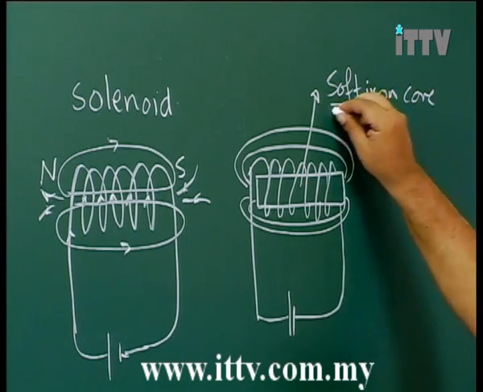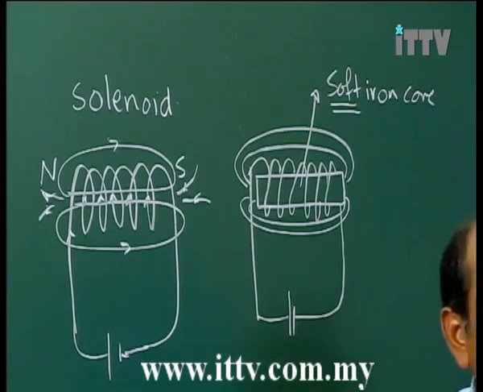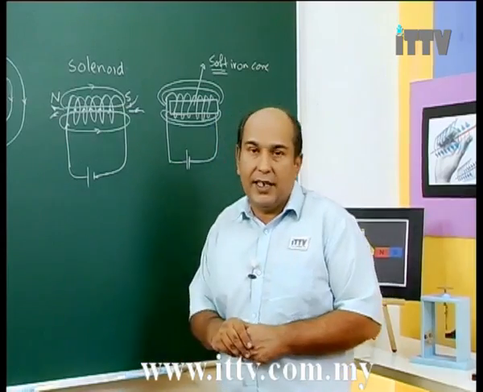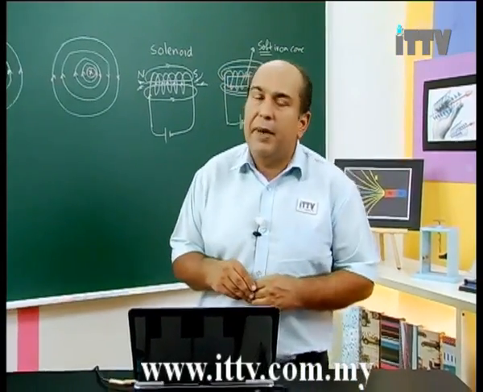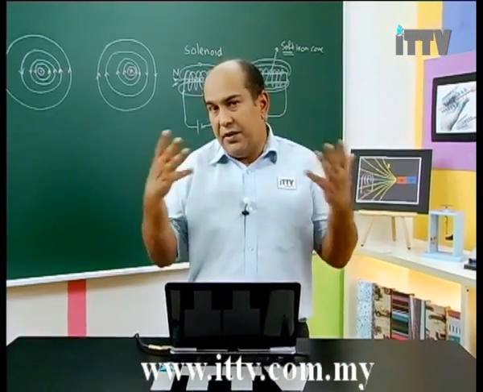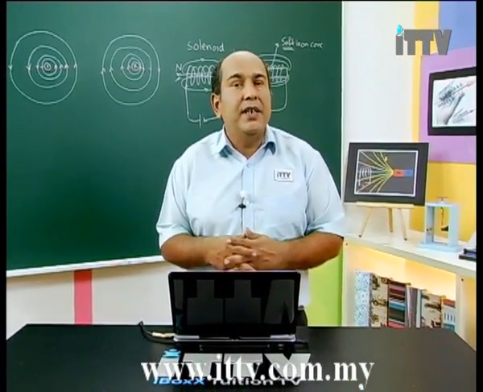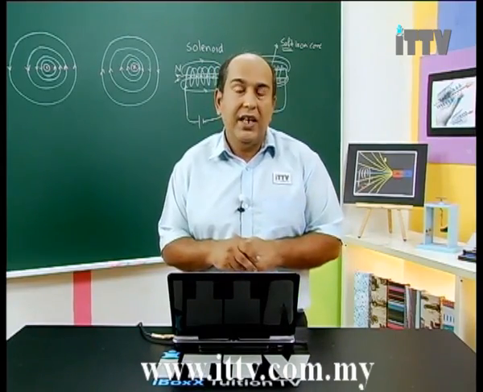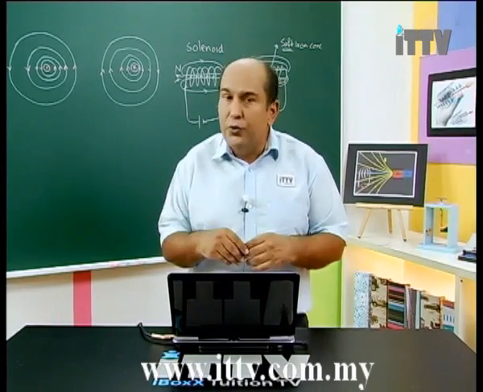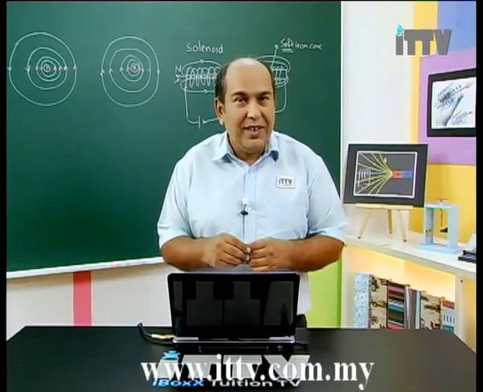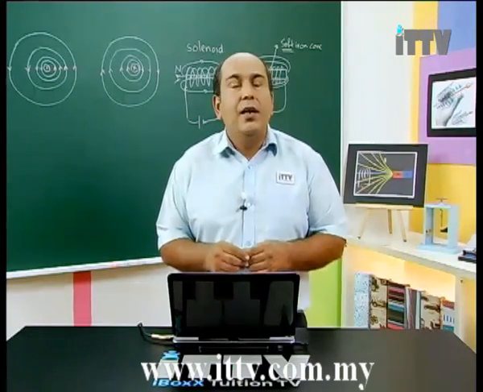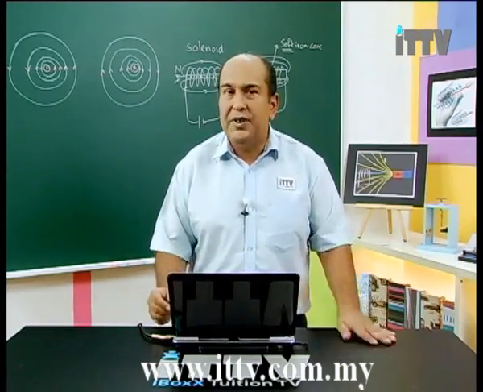This word soft refers to how easily the material is magnetized. The softer the iron core, the more easily magnetized it is. If it is harder material, that means it is harder to magnetize and also harder to lose its magnetism. So therefore, something that is soft is easy to magnetize, but also easy to lose its magnetism.